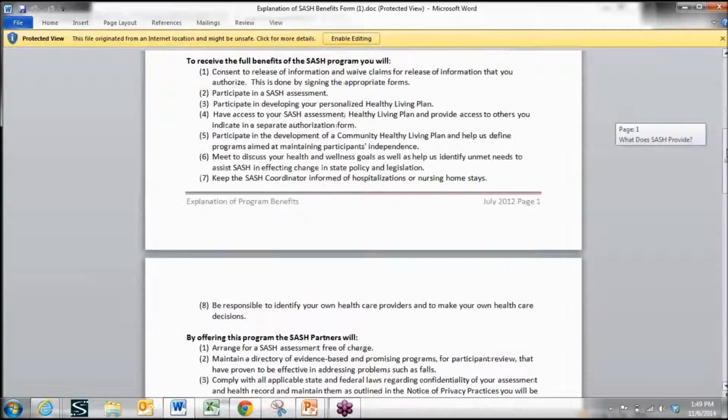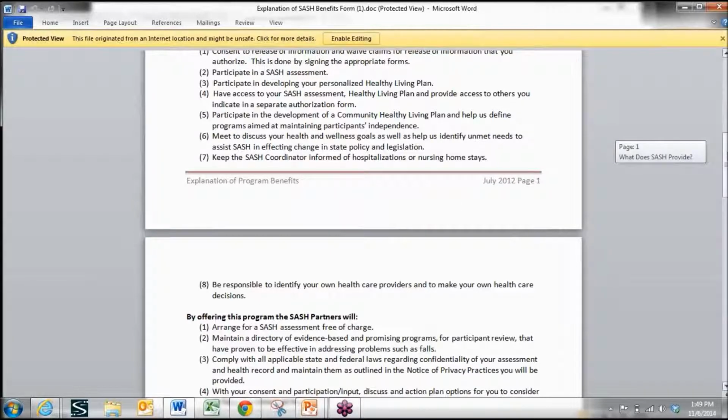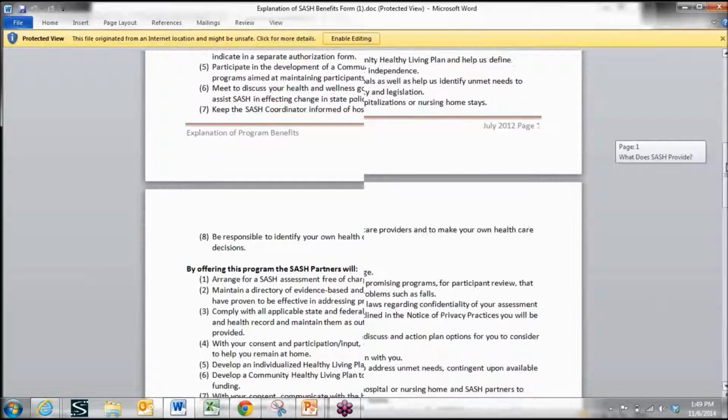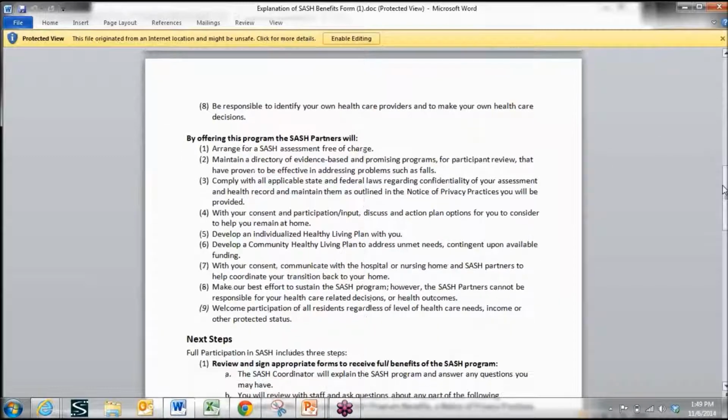And then it says, so that's kind of starting off by saying, this is what we're looking for from you. Time to get your assessment done, time to get a healthy living plan done, that kind of thing. And then the next section says, by offering this program, the SASH partners are going to, and then it lists these things out.